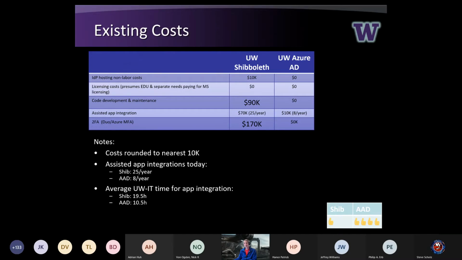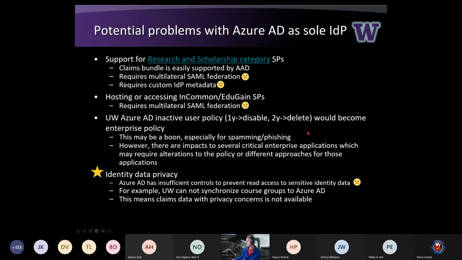So that's our existing costs. I see I'm running out of time, so I'm going to have to speed up a little bit. So, potential problems. There's the RNS category I talked about before. It requires a couple of things that Azure AD can't provide today. There's getting access to relying parties, service providers that are in SAML federations. Specific to the UW, there's this inactive user policy that could become a problem for us.